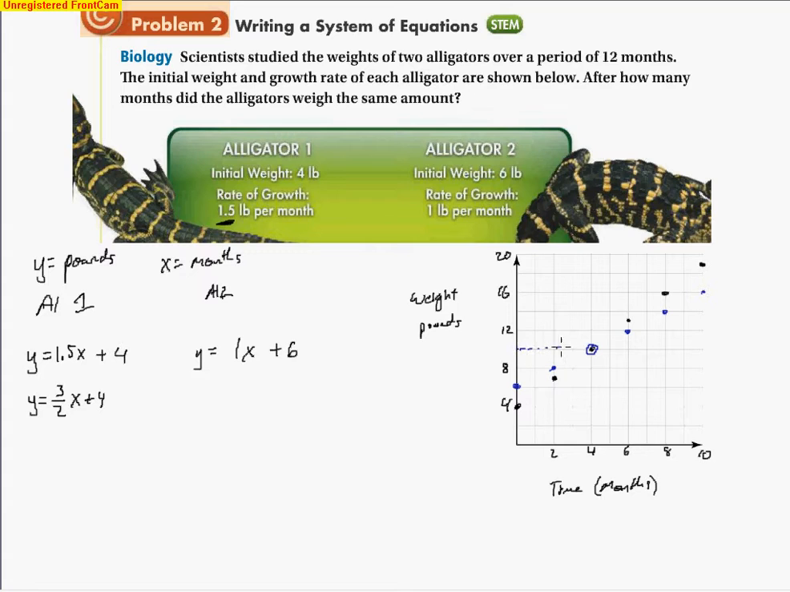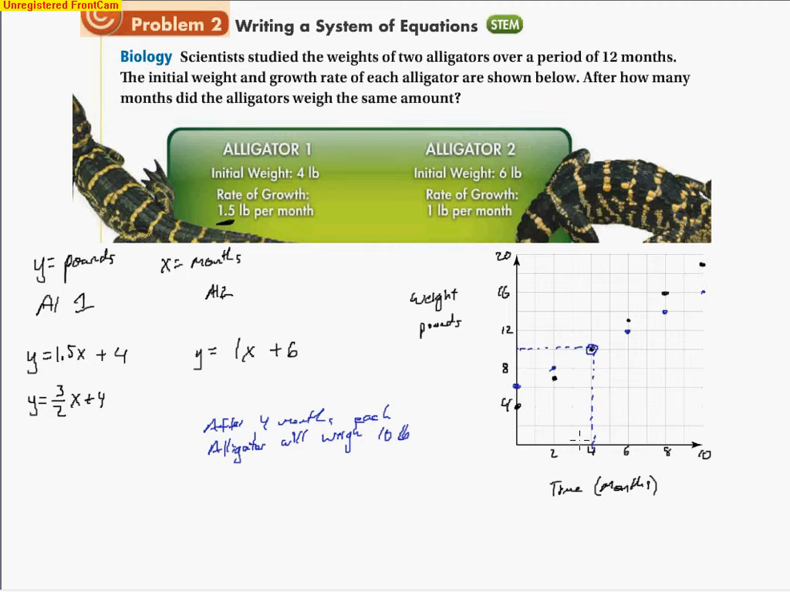If I go straight across, this is the number of pounds, and this is the number of months. So what the graph is telling us is after 4 months, each alligator will weigh, and then we've even got the weight right here, 10 pounds.